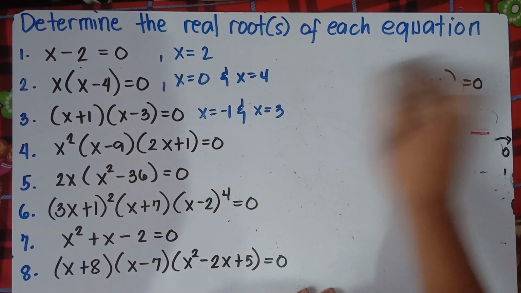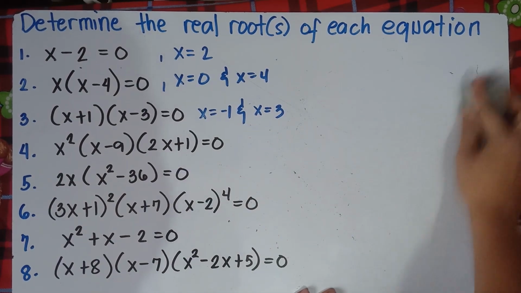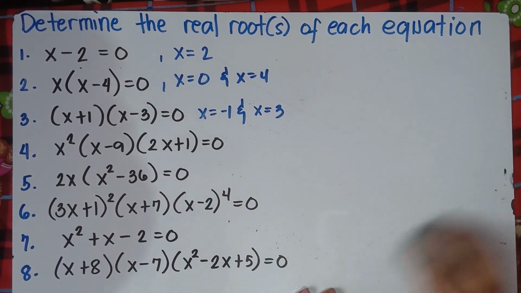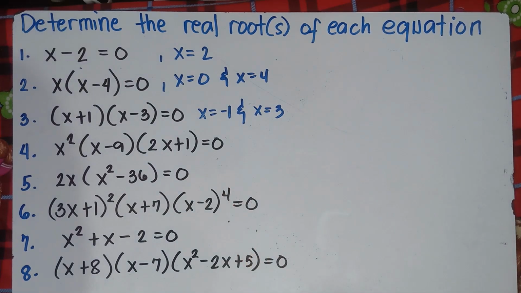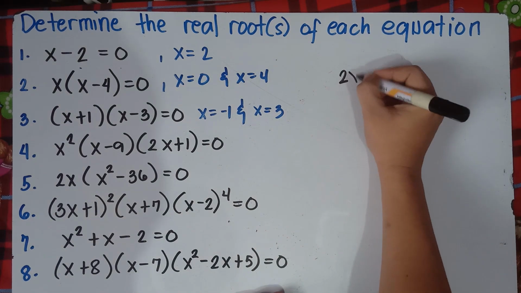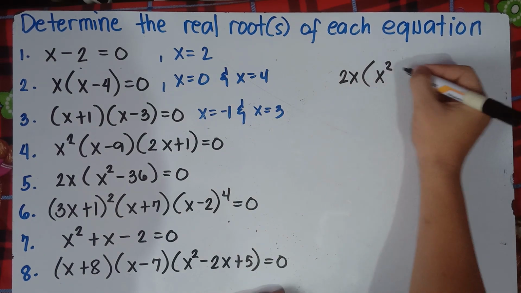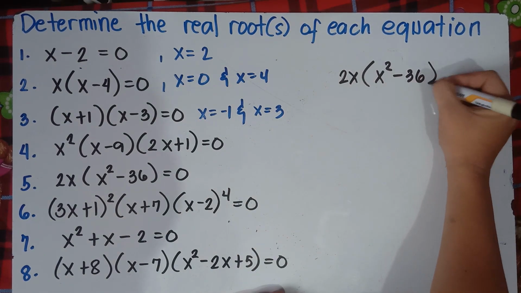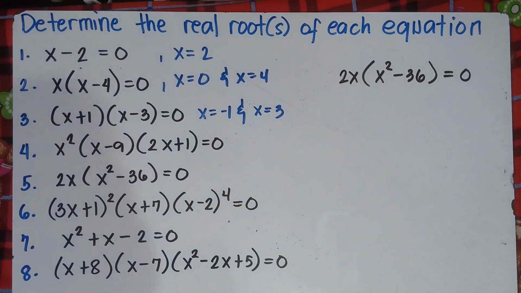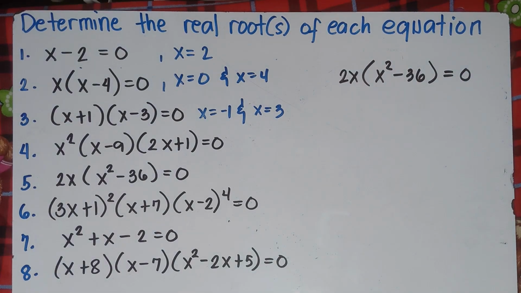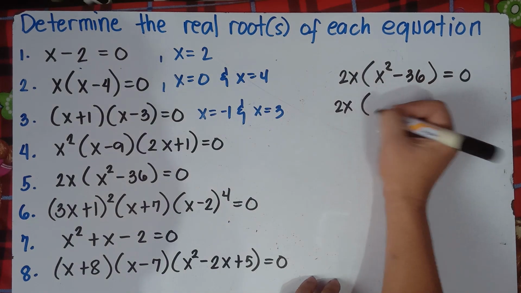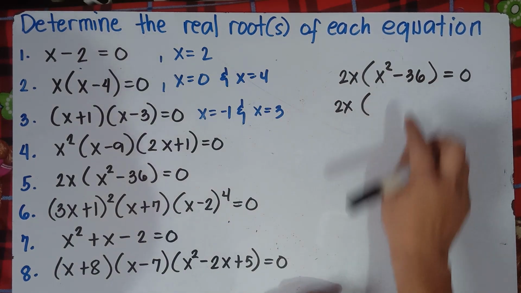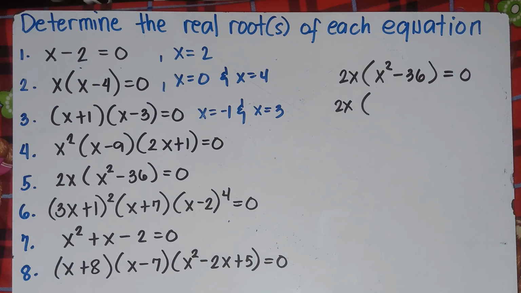Alright, so let's try number 5. I will just not write the answer of number 4, class, because we don't have enough space. So for number 5, we have 2x, then x squared minus 36 equals 0. Before we find the roots, check first, class. Copy 2x, then check this equation. Can we factor this out? Yep, we can factor this out, class, by the difference of two squares.